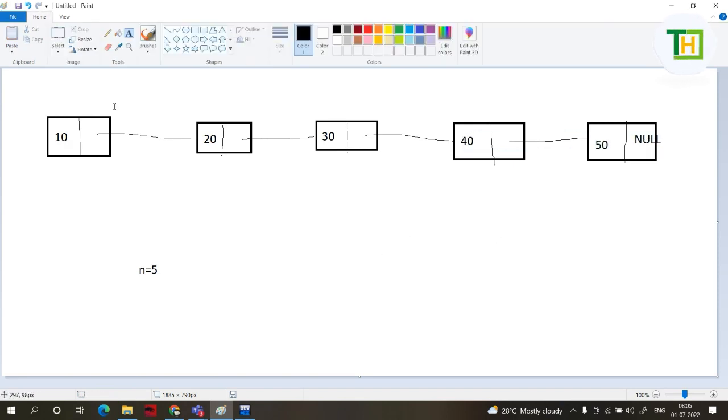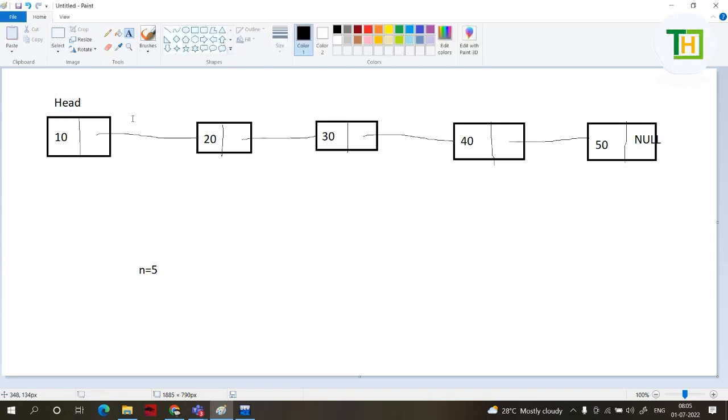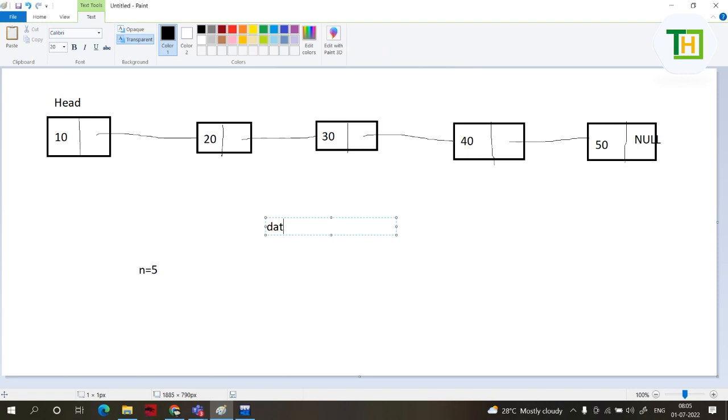This is the single linked list, and this is the first node, which the head always points to. For every node, there are two parts. The first part is the data part, and the second part is the address to the next node.